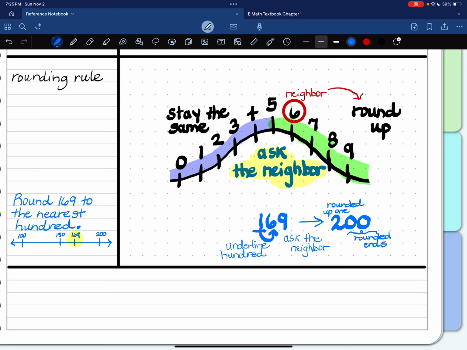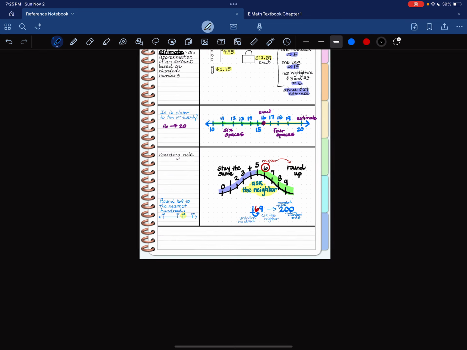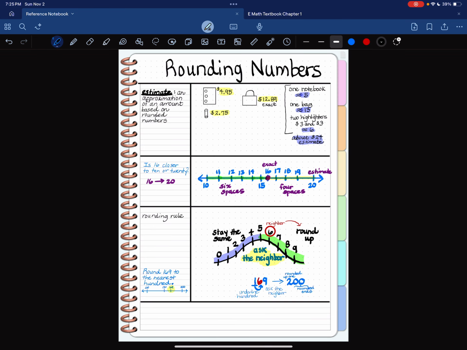And I know this is not easy to understand. We are going to practice this a lot. And if you have questions, please talk with your teacher. So the neighbor is the 6. And the neighbor's the one that tells me what to do. All right, let's summarize this page and then we will move to practice.